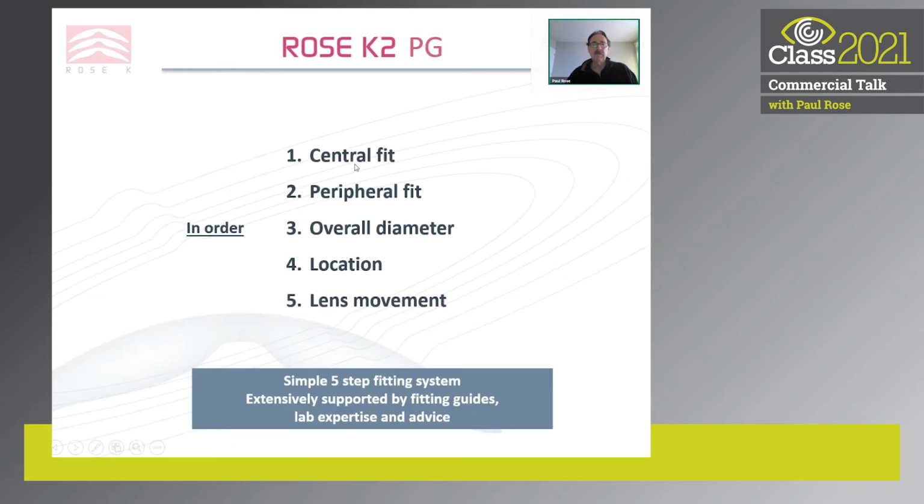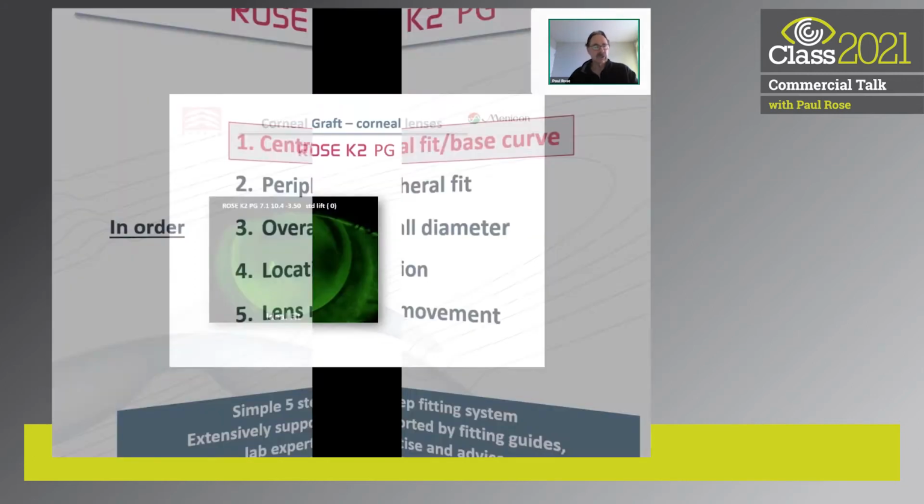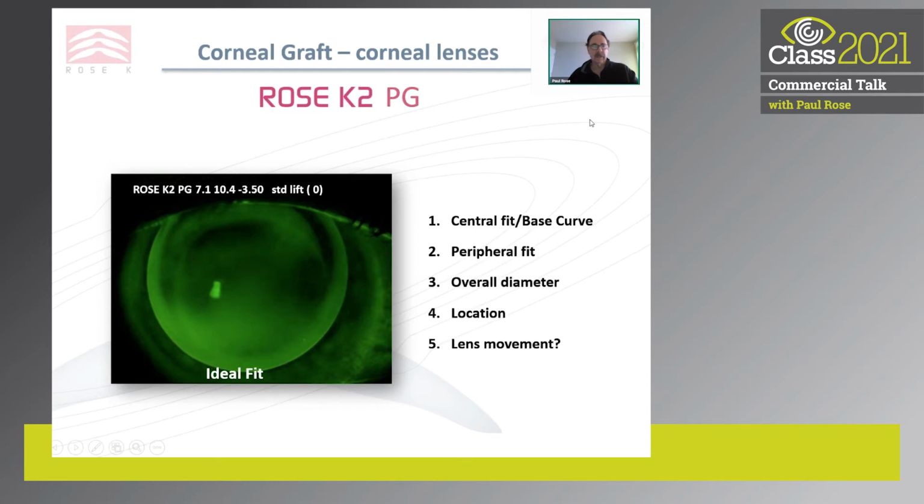So again, for those that fit my designs, this is my fitting system, which I advocate. A 5-step fitting system. We start with the central fit or the base curve. We move to the peripheral fit, the diameter, the location, and the lens movement. So let's start with the central fit, and I'm just going to show you quickly some fitting patterns. So these are the steps we're looking at.